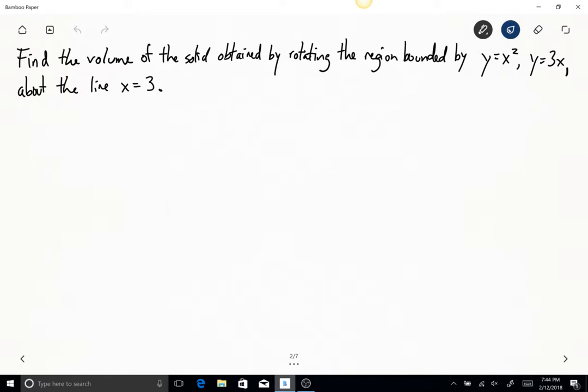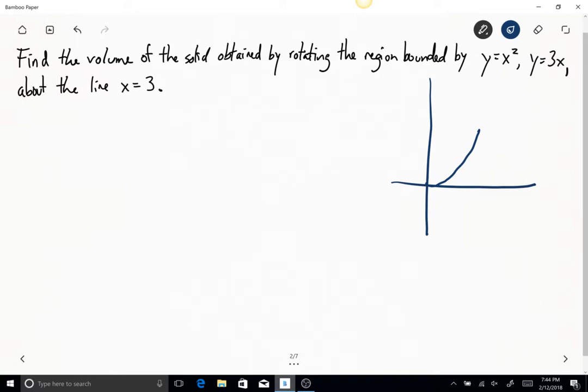We want to find the volume of the solid obtained by rotating the region bounded by y equals x squared, y equals 3x, about the line x equals 3. So when we're looking at this thing, this is going to be a little bit nastier. Y equals x squared is just a parabola. So we'll draw that parabola. And y equals 3x, notice it's going to be a straight line.